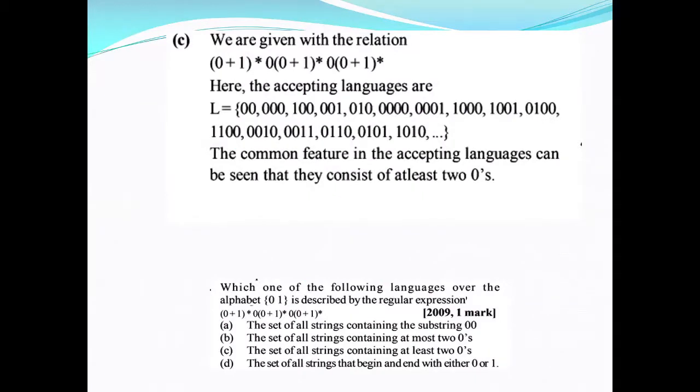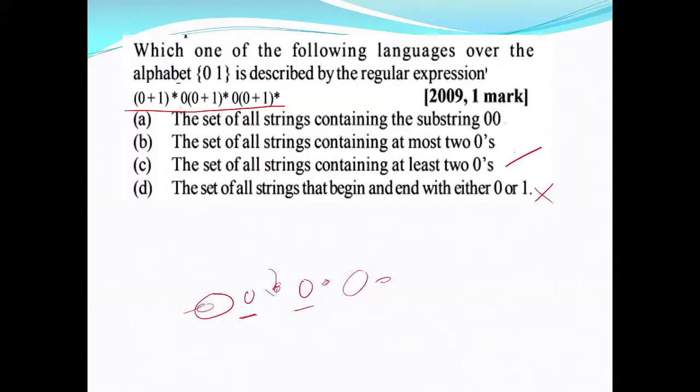Next. Now we are given the regular expression, and the accepting languages are this. The common feature in the accepting languages can be seen: they consist of at least 2 zeros. This is the answer. That is the answer for this. Okay, no problem.